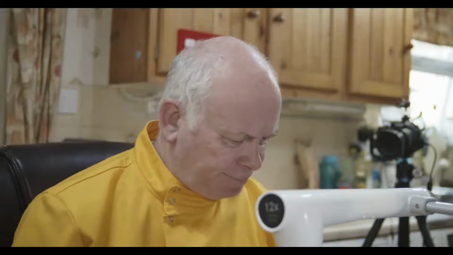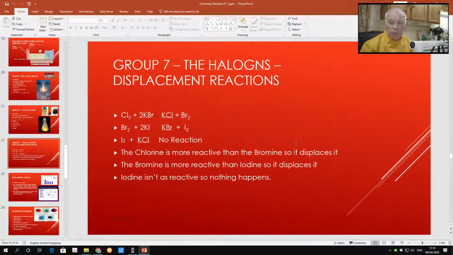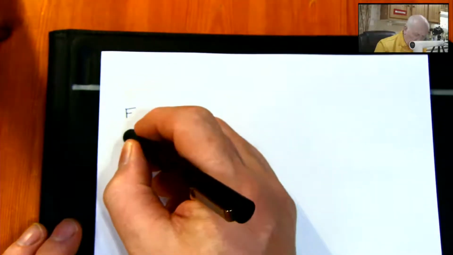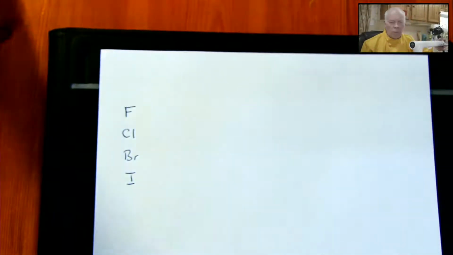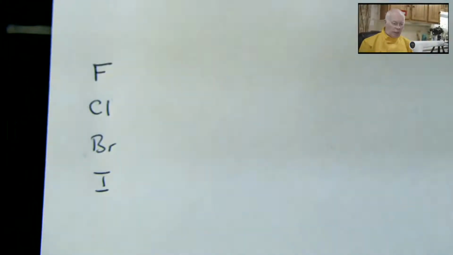Halogens. Right. What are they? Well, the halogens are here: chlorine, bromine, and iodine. We've also got fluorine as well, but we tend not to use that in the lab. There's a very good reason why we don't use fluorine in the lab, and that's because it's so dangerous. So fluorine, chlorine, bromine, and iodine are our four halogens to have a look at.